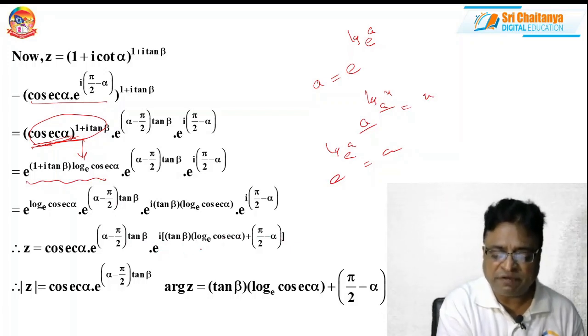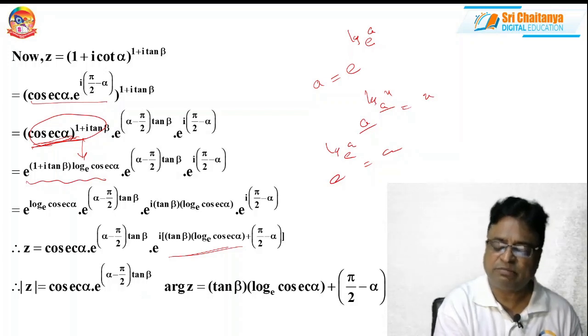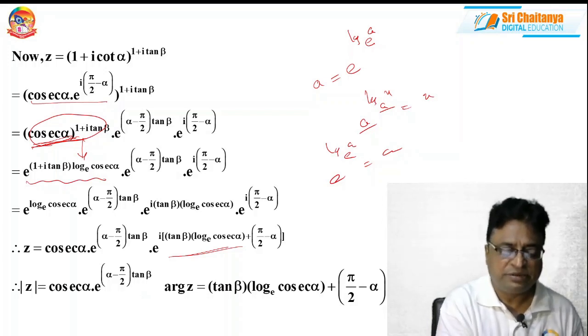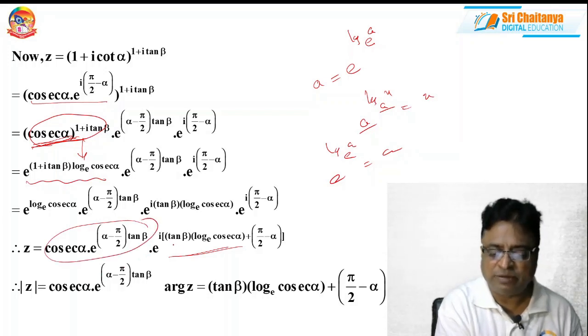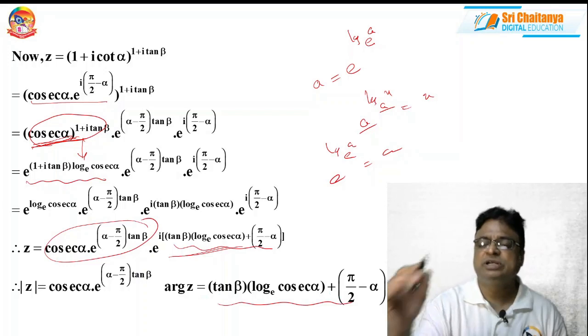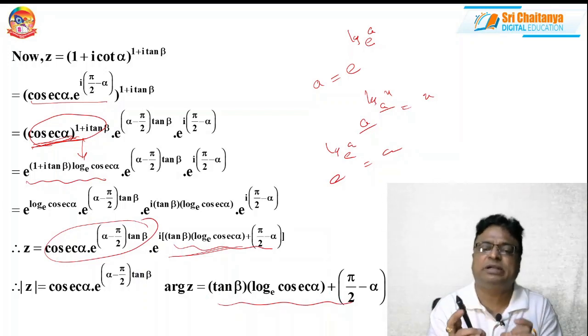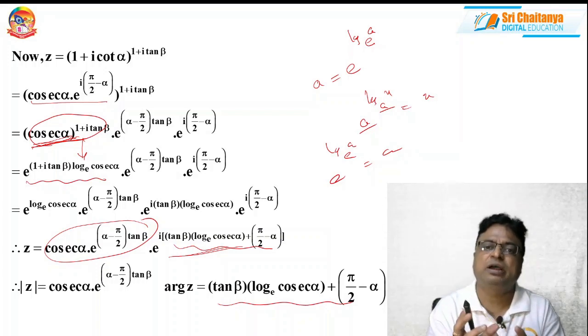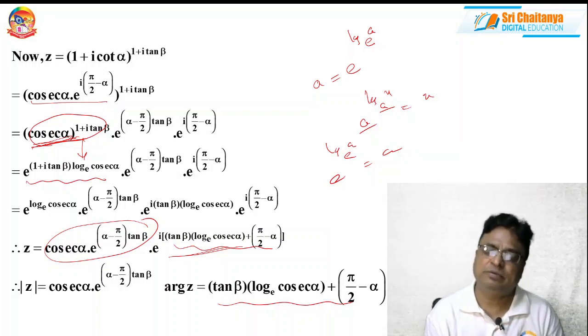Again it is in the form of e power i theta, which is cos theta plus i sin theta. But I am least bothered about it, because I want the modulus. My modulus is this one, and my argument is this one. So my argument is this one, and my modulus is one. One shot, two birds. Here I have applied all the fundamentals of exponential and logarithmic functions and their properties.